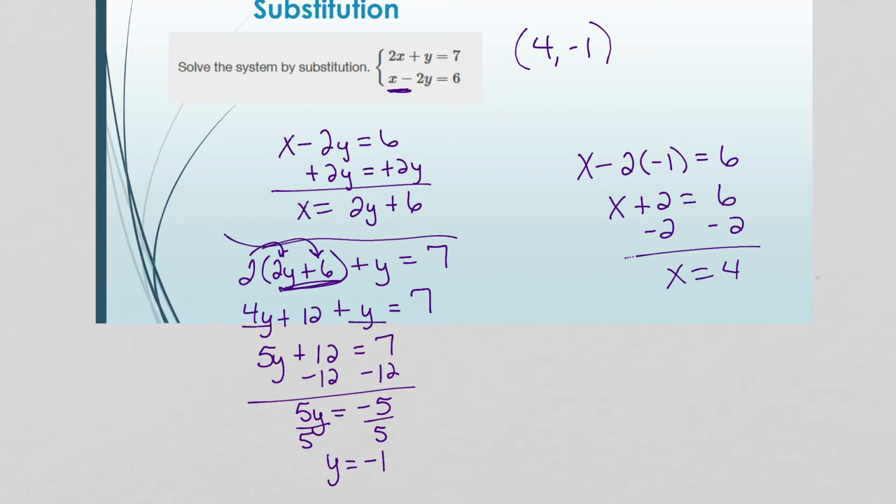So my recommendation is, using the substitution method, find one of the variables, if there is one. There's not always a variable that doesn't have a coefficient, but if there is one of them that doesn't have a coefficient, solve for that variable. It makes your life easier.